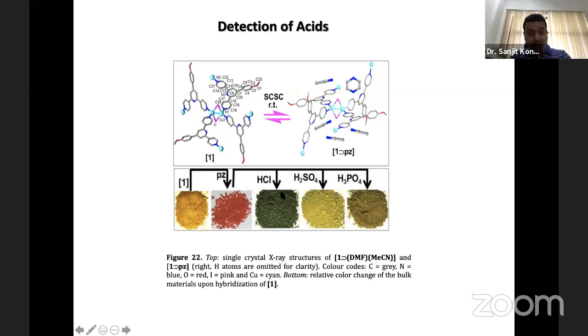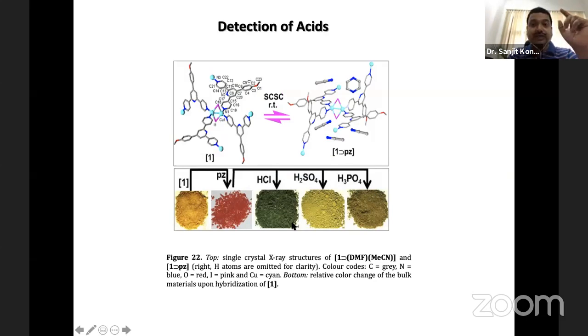Now when you expose it to HCl, it's intense green. When you expose it to sulfuric acid, it is light greenish yellow. When you expose it to phosphoric acid, it becomes brownish yellow. What is the conclusion here? Now this material, when I have pyrazine inside the pore, can distinguish between different inorganic acids.